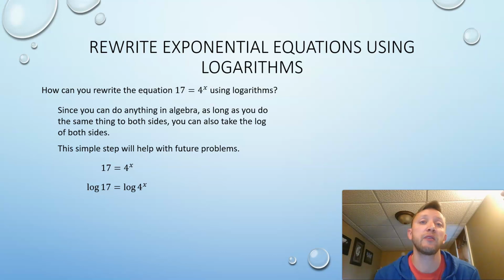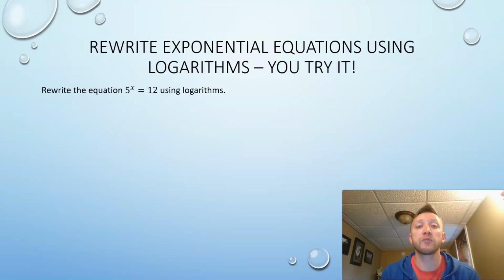Log of 17 equals log of 4 to the x power. That's all you got to do. And like I said, that simple step is going to help us with some future problems. So I want you guys to go ahead and try this one on your own: 5 to the x power equals 12. How can you write that using logarithms?